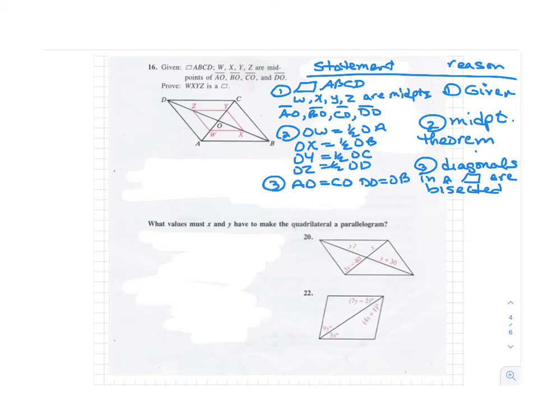Next, I'm going to use that information and substitute. So I'm going to say that OW is equal to 1/2 of CO, because if you remember up here, OA and the OW, so now I can replace OA with CO. And then I'm also going to replace OX with 1/2 of OD. And this is substitution.